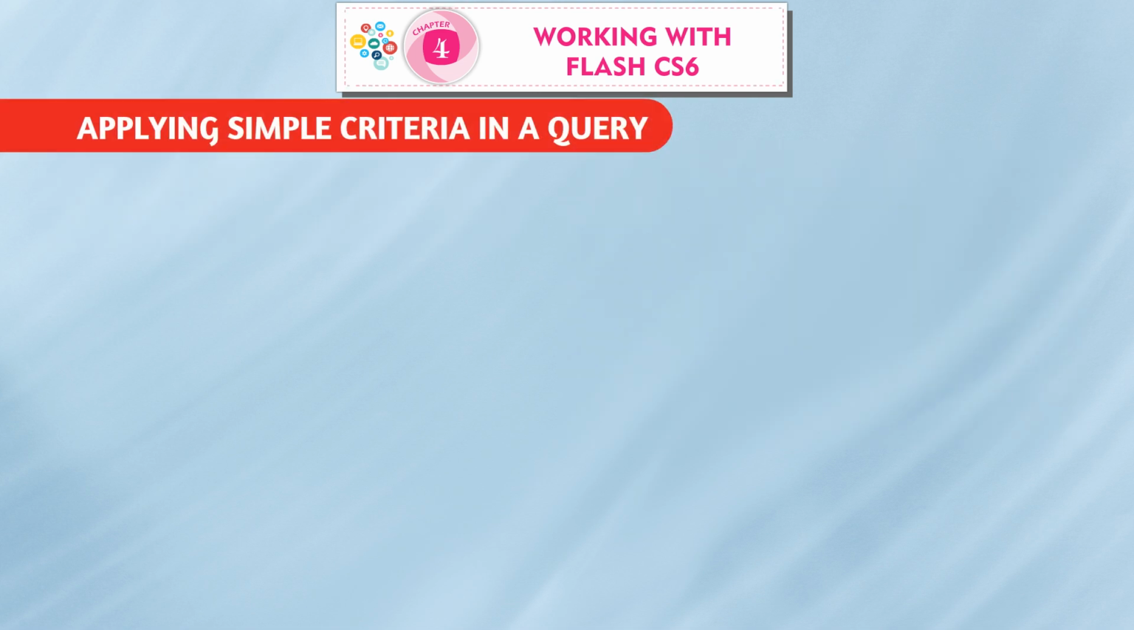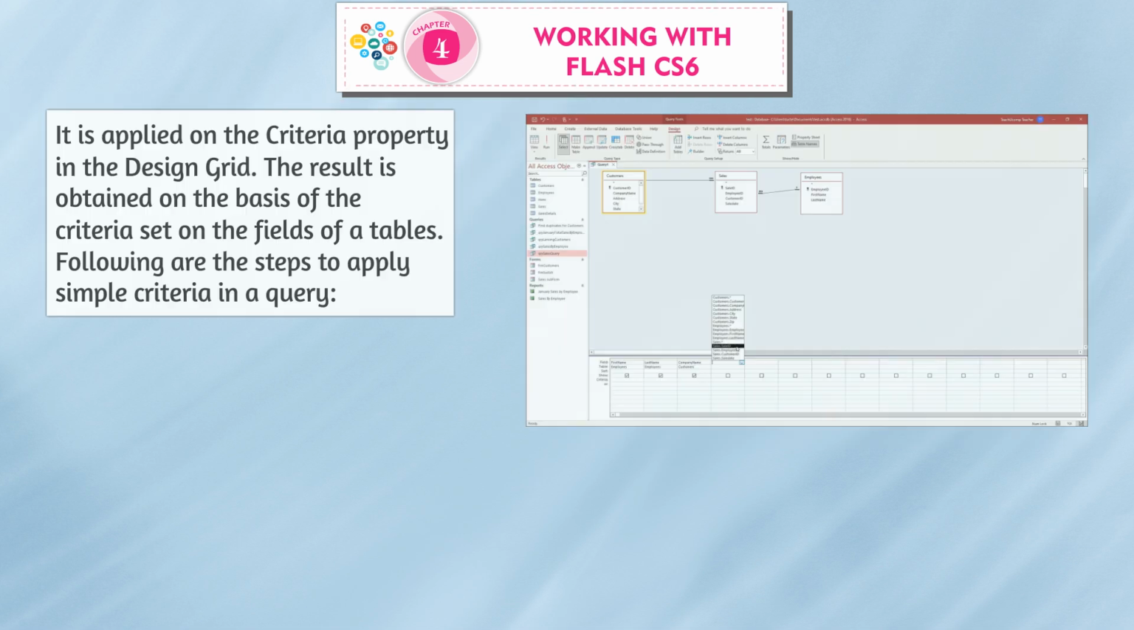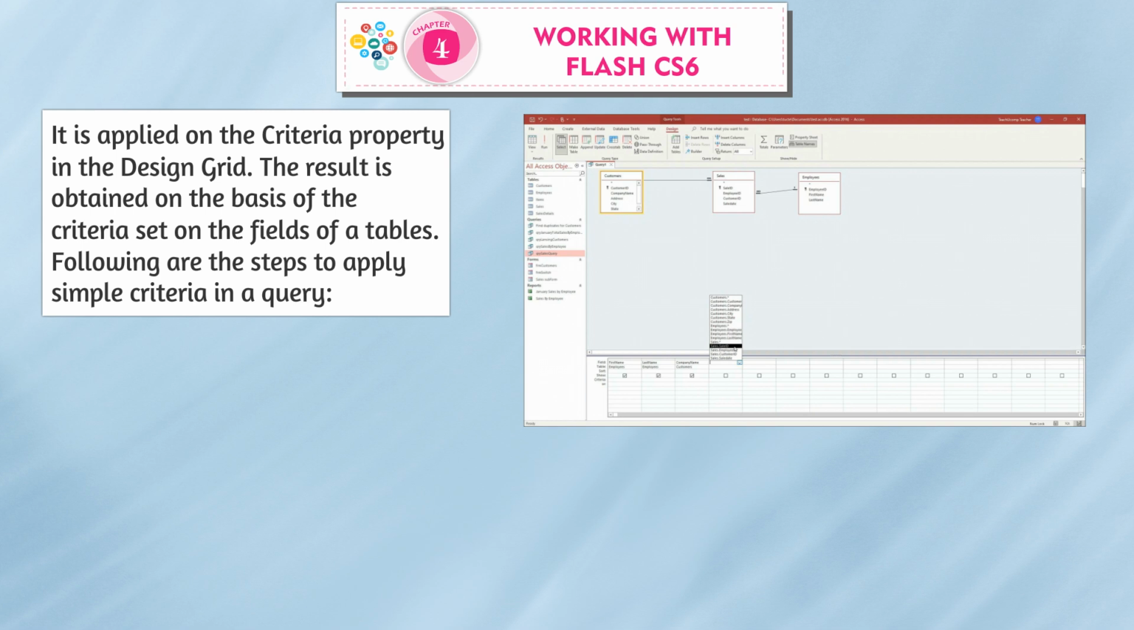Applying simple criteria in a query. It is applied on the criteria property in the Design Grid. The result is obtained on the basis of the criteria set on the fields of a table. Following are the steps to apply simple criteria in a query.